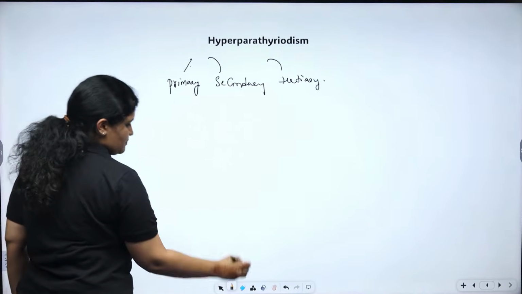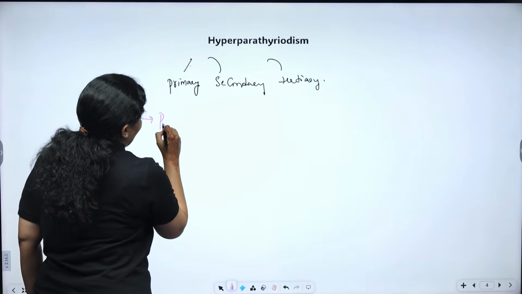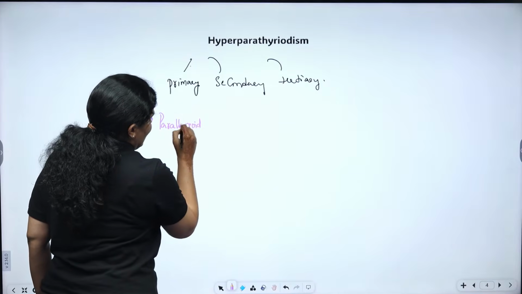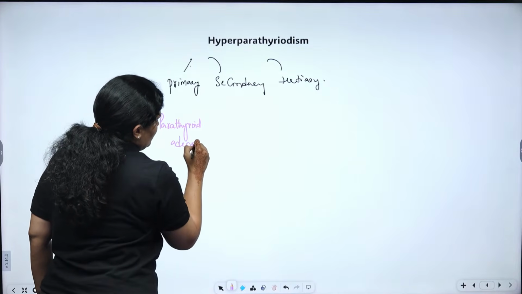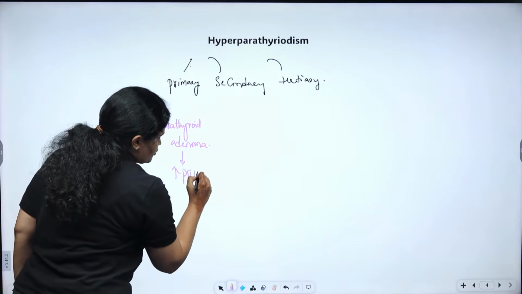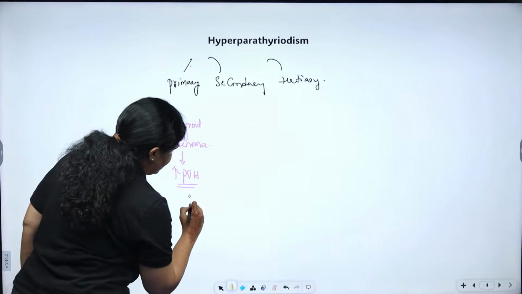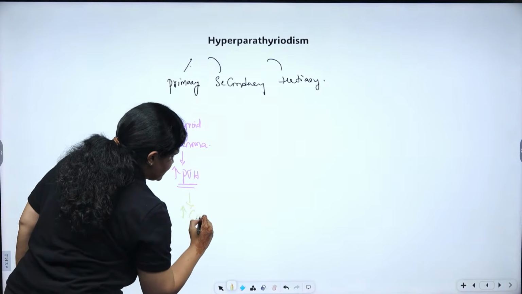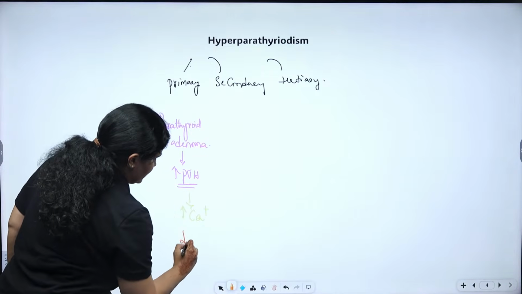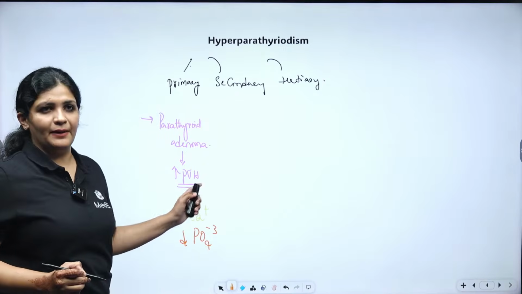Whenever it is primary hyperparathyroidism, what you have to remember is that it is directly because of a parathyroid problem. There would be some problem with the parathyroid, such as adenomas or hypertrophy, and this will cause an increase in PTH. As you all know, PTH is always in love with calcium, so there will be an increase in the calcium, but as like poles repel, there will be a decrease in the phosphate. So this is your primary hyperparathyroidism.